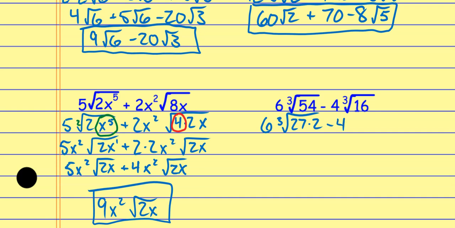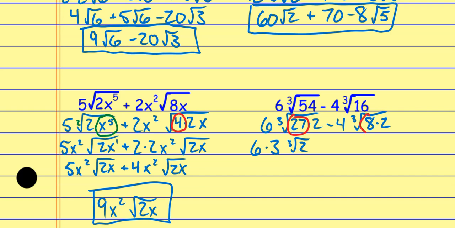This one, the 16, don't be fooled here. 16 is a perfect square, but it is not a perfect cube. I need perfect cubes. 8 is a perfect cube. Okay? And so now, right here, the cube root of 27 is a 3. I already had a 6 out here. I put a 3 out here as well, and I'm left with the 2 underneath the cube root.